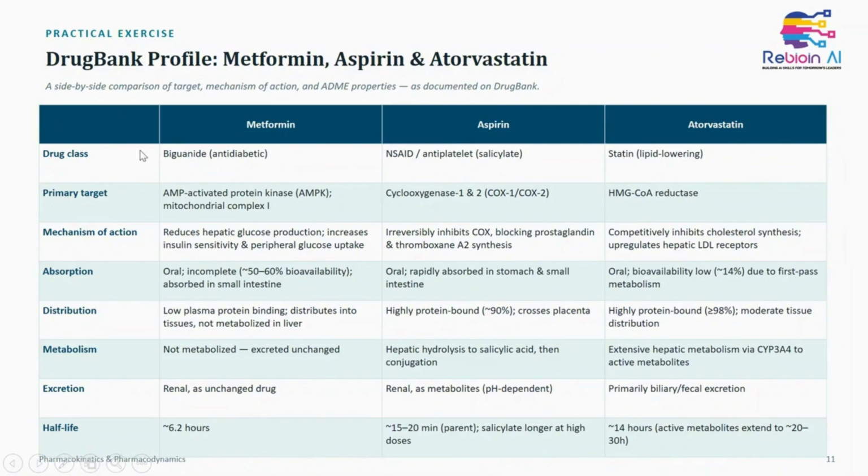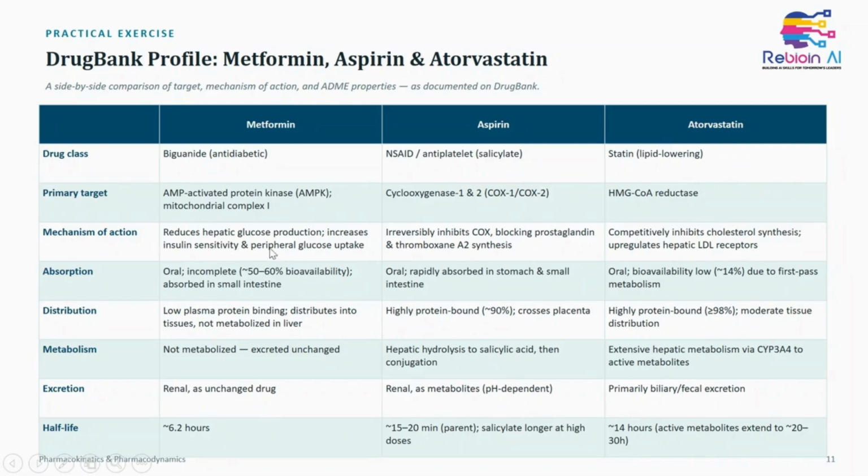So let's see one by one. Metformin, the drug class: it is a biguanide anti-diabetic drug, right? And aspirin is an NSAID. Atorvastatin is a statin, a lipid lowering agent. So for primary targets, you can see here AMPK, mitochondrial complex 1, and cyclooxygenase COX1 and COX2. You may have heard this, and HMG-CoA reductase for lipid lowering of LDL.